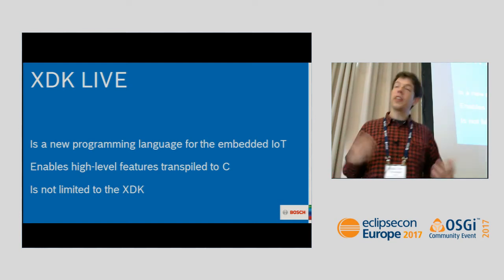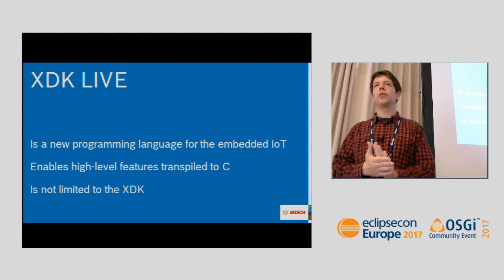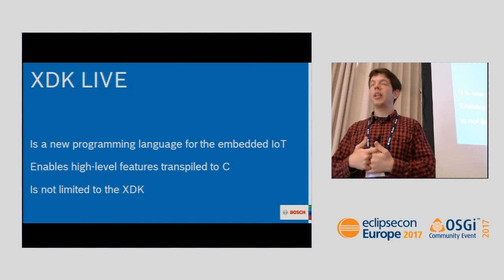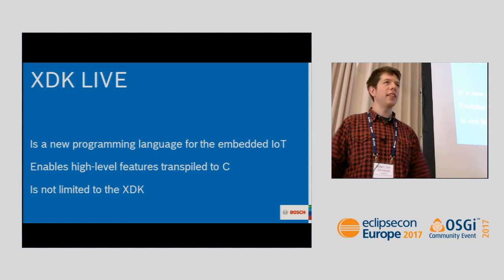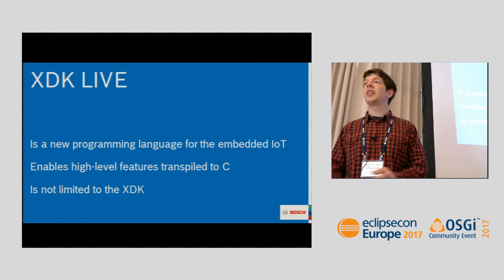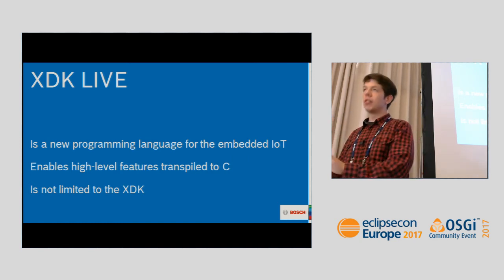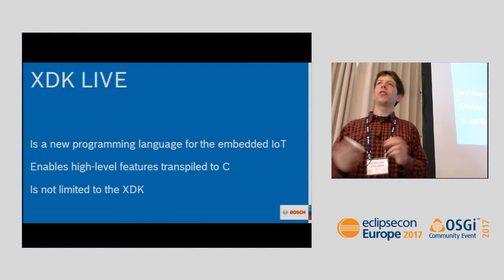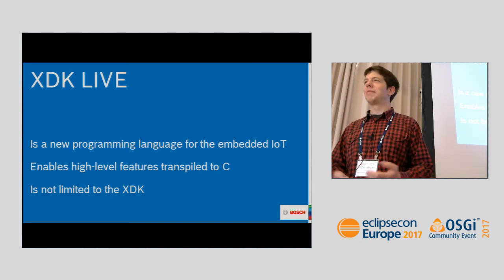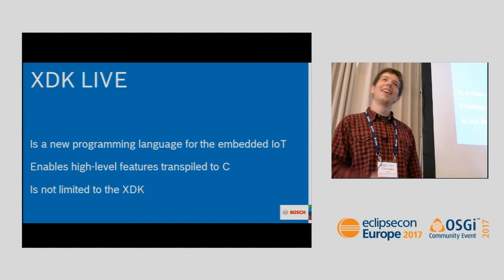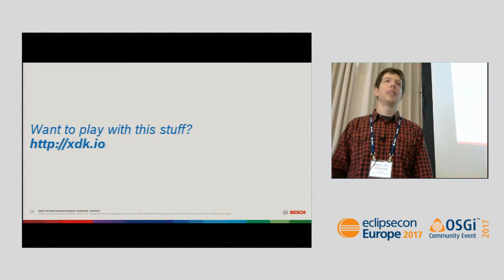So as takeaway, XDK Live is a new programming language for the embedded IoT. It enables very high-level features which are transpiled to C, good old model-driven development at the end of the day. And it is not limited to the XDK. It carries the name XDK in its name right now. The project proposal proposes a different name. We're also open for ideas on how to call that one. As you know, it's hard to name a baby. This is no different. And again, if you want to play with this, xdk.io. Thank you very much.